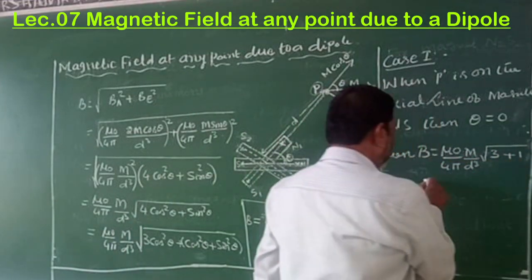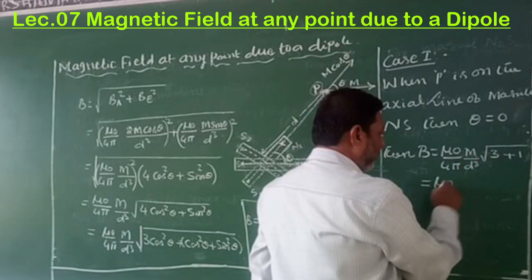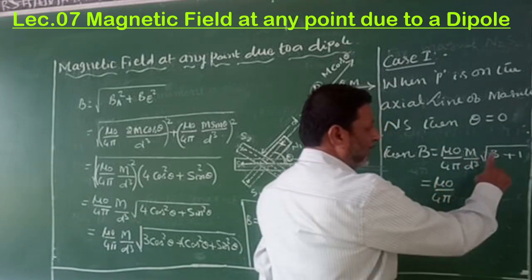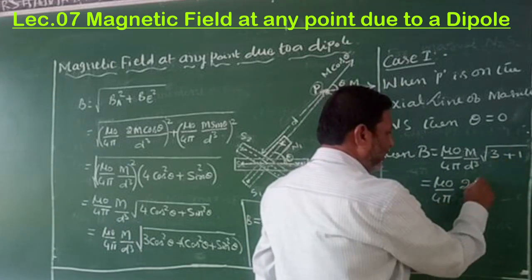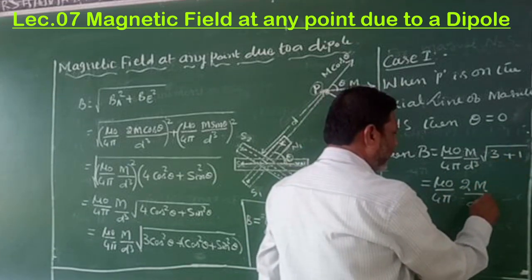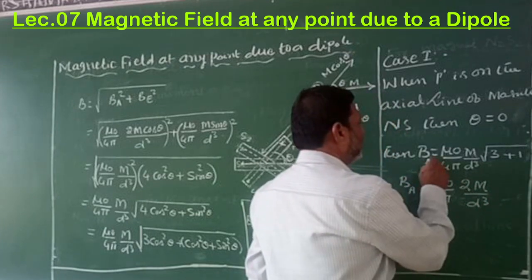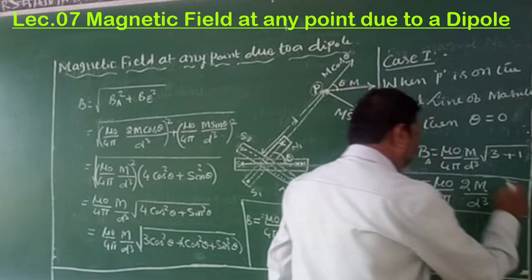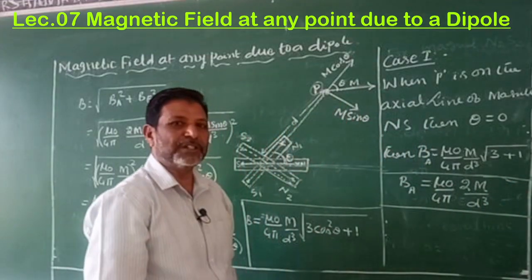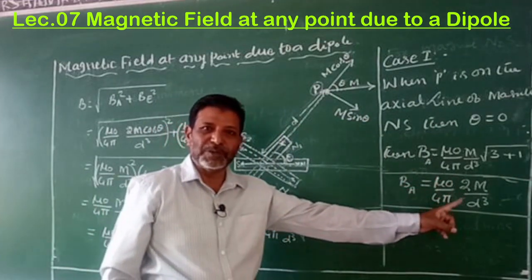Now this is equal to, here I will write directly μ0/4π. Then this 3 plus 1 is 4. Under root of 4 is 2. Now that 2 I will write here, 2m divided by d³. Then this is the field along the axial line. Already I had mentioned that before starting the derivation, the field along the axial line is equal to this one.